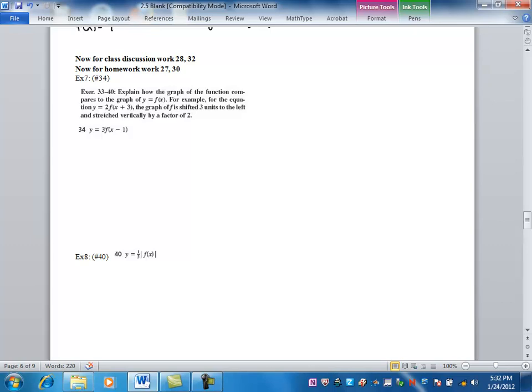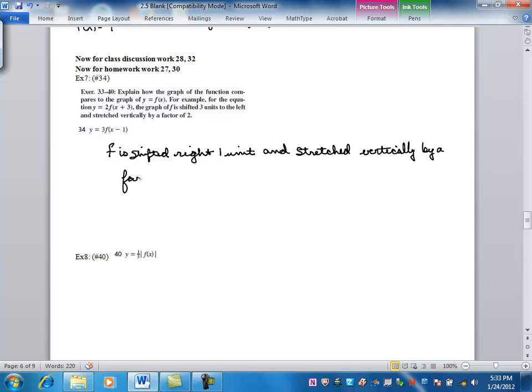Here we can say that f is shifted. Now notice this is a minus 1, so we're going to shift right 1 unit, and then we are going to be stretched, and stretched vertically by a factor of 3.